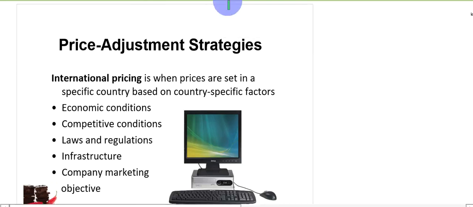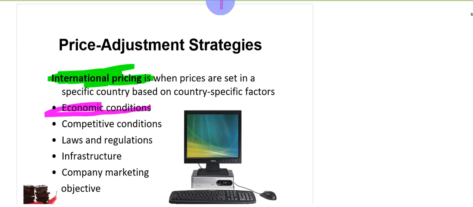Next topic is international pricing. There are some products which are sold to international customers or to other countries. Then we will have to see different situations to set prices in different countries. First of all, we have to see the economic condition of the country. Number two, competitive conditions. How many competitors are there in the country where we are offering our product?